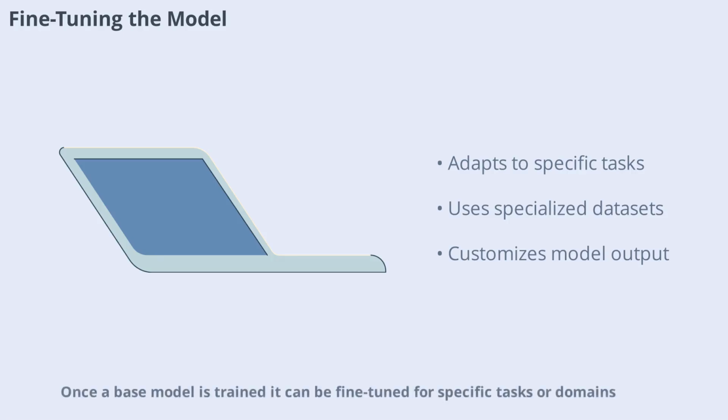Once a base model is trained, it can be fine-tuned for specific tasks or domains. Fine-tuning involves additional training on a smaller, specialized dataset. This process allows the model to adapt to unique language styles, technical jargon, or specific industries. Fine-tuning is a powerful way to customize language models for real-world applications.